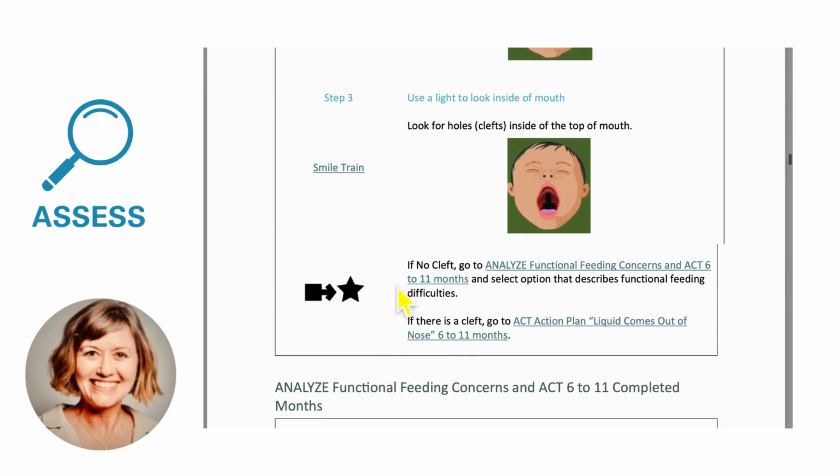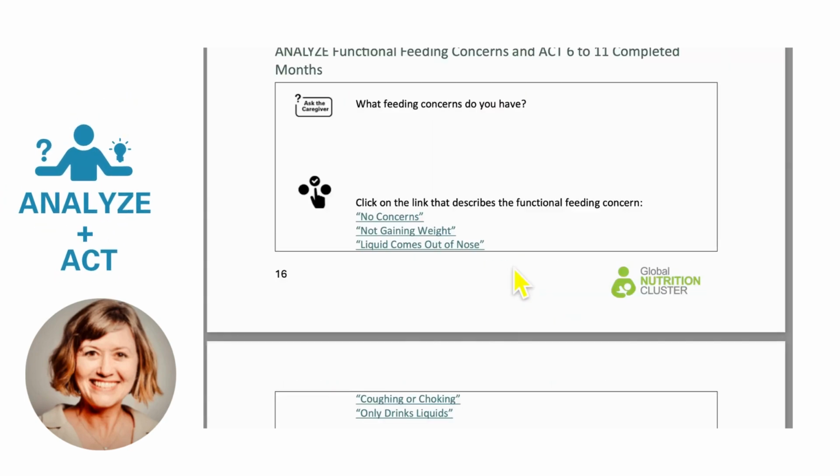If there is no cleft, you can go to Analyze Functional Feeding Concerns and act. If there is a cleft, you can go directly to the action plan that's intended for children who have cleft lip or palate. Liquid comes out of nose. For this demonstration, we're going to go to the next step, which is Analyze Functional Feeding Concerns and act. Click on that link and it jumps to that section for this age range.